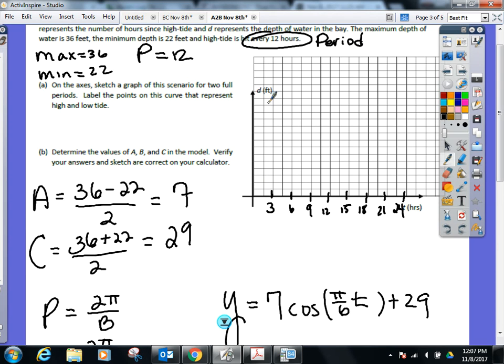And you can remember, this line here doesn't mean you stop here. You can go past that. That's not a big deal. Okay, so go ahead, figure out your y-axis, what you want to go by. Just make sure it contains 22 and 36.